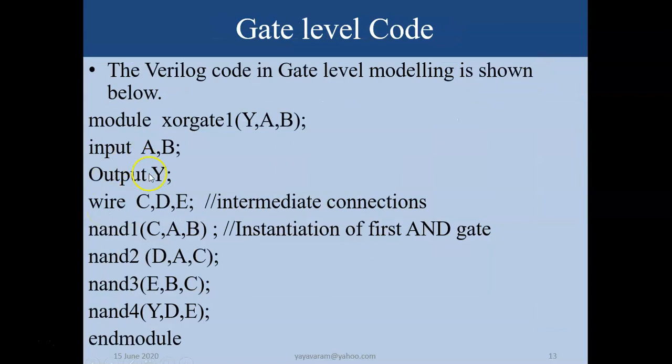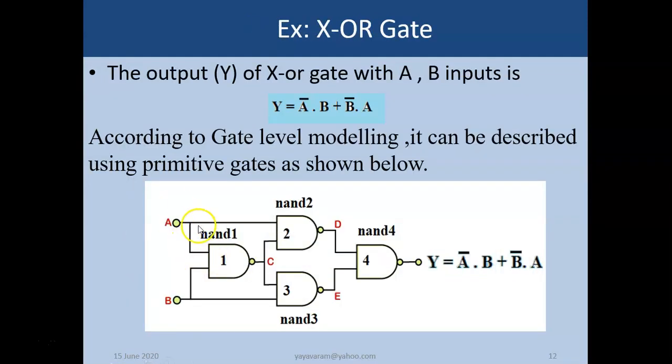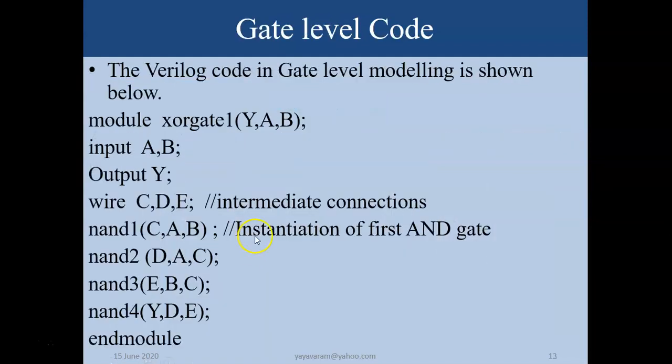So wire C, D, E. Then NAND 1. How do you denote this NAND 1? I am instantiating the NAND 1, invoking NAND 1. That is the first NAND gate. Inputs are A, B, output is C. That means I write this as NAND1 (C, A, B).